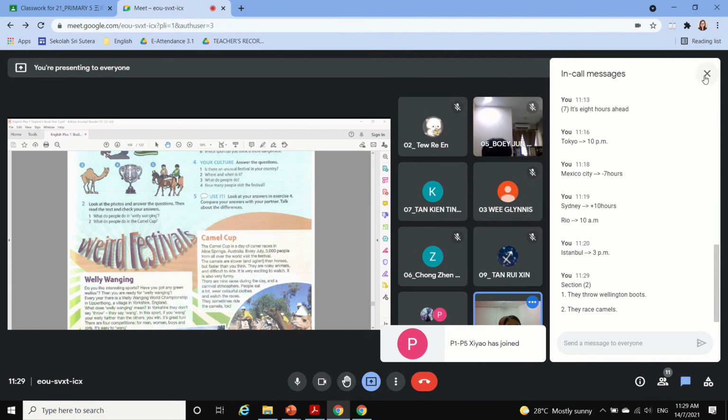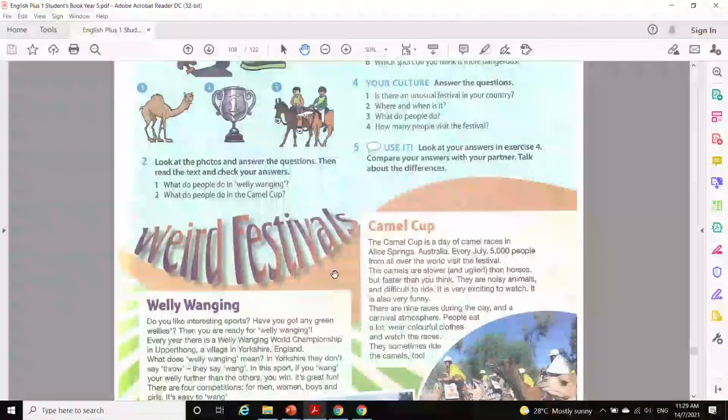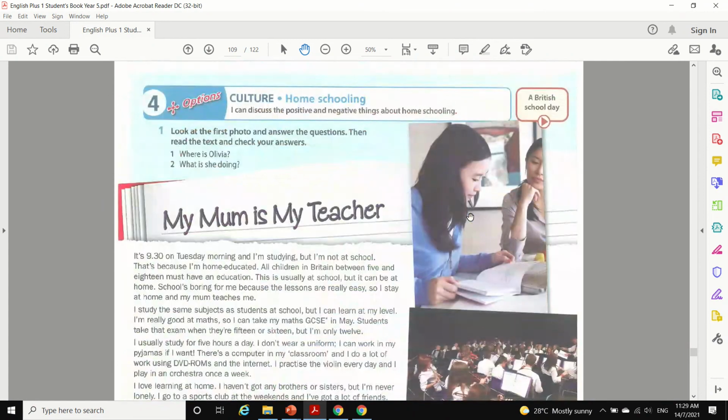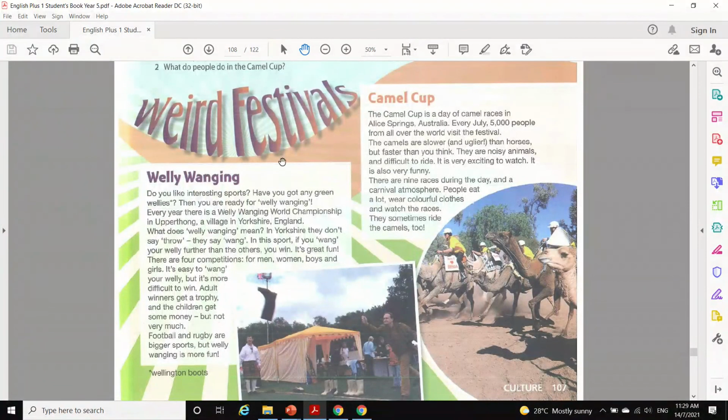Okay, next. Weird festival. Okay, this festival you might not have heard before. Okay, so this one, valley wanging. Do you like interesting sports? Have you got any green valleys? Then you are ready for valley wanging.